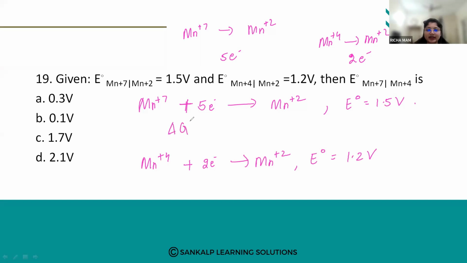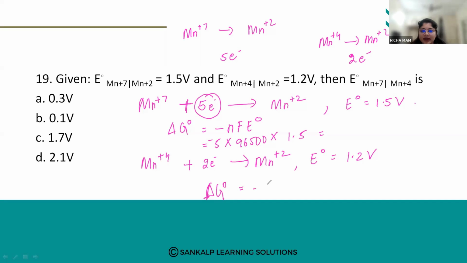If you calculate delta G naught, delta G naught is equal to minus nFE naught. So minus 5, into Faraday, you put 96,500, into E naught, 1.5. Calculate this. Similarly, delta G naught of this is minus nFE naught, minus 2 into 96,500 into 1.2. Calculate for both and see what answer you are getting.